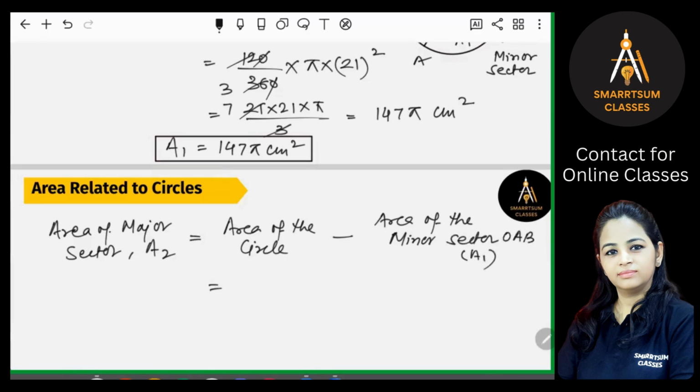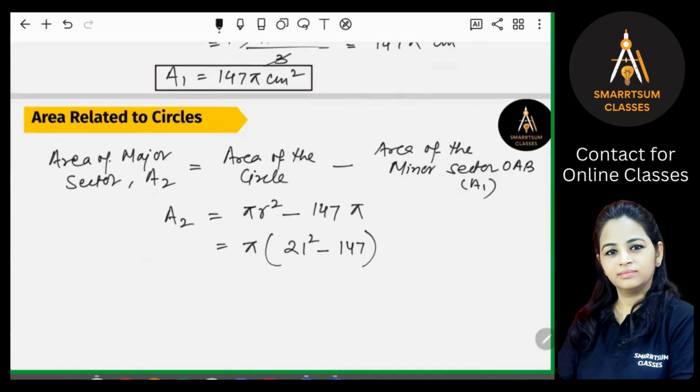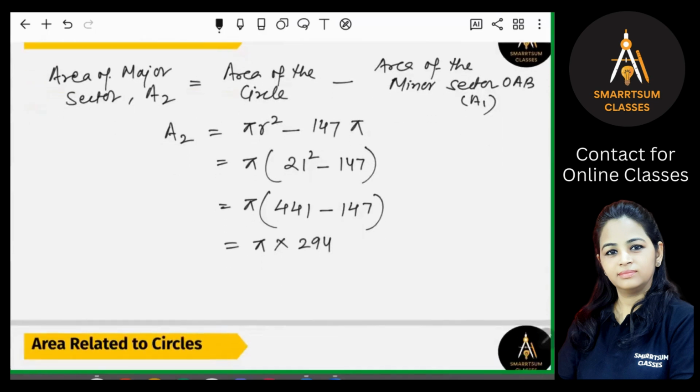Okay, now we can put the value here. This is pi r square minus 147 pi. This will be your A2. Is that clear? Pi r square minus 147 pi. Now we can take pi common. So this will be equal to pi times r square minus 147. R is 21, so this is equal to 21 square minus 147. 21 square is 441. 441 minus 147 is 294, right? So in this way, we have got A2, that is 294 pi centimeter square.